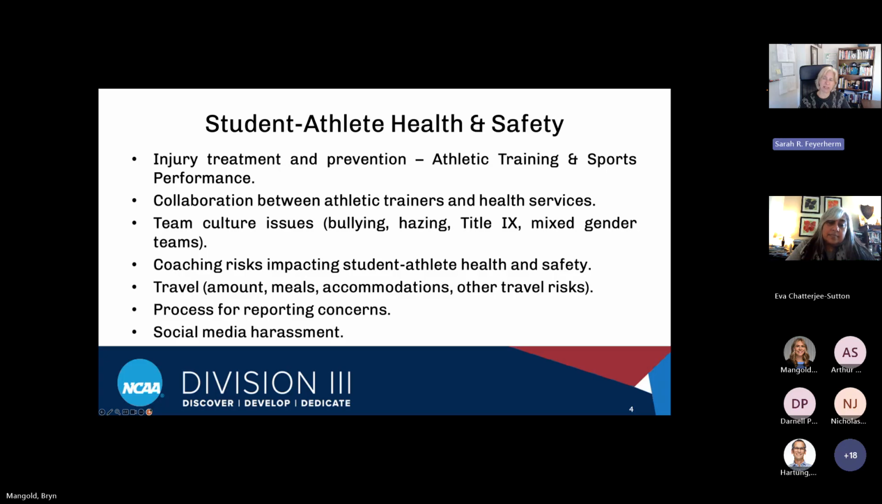So, processes for reporting concerns. If you're in the state of Maryland, there's actually a requirement that somebody outside of the athletic department is designated as a sort of ombudsman who can take complaints. And then, social media harassment, I don't think it happens as much on the Division III level, but it happens interpersonally. So these are things that also can be significant risks. And I'm going to pass it back over to Eva because she's got some additional thoughts on this.